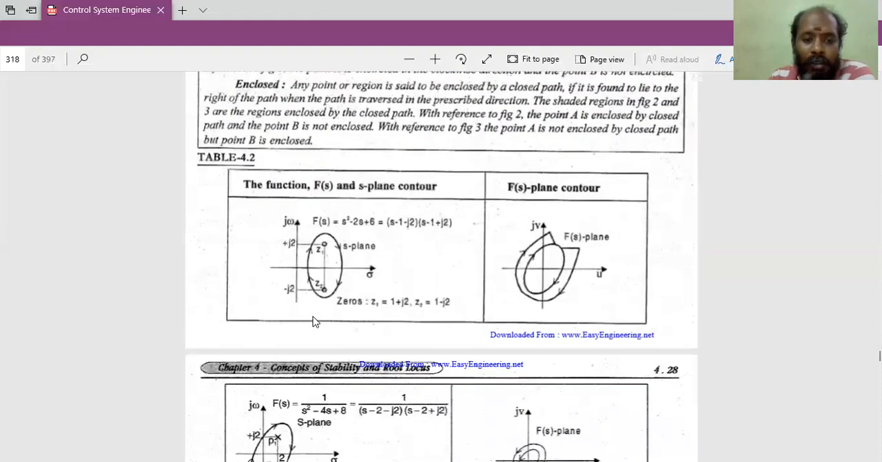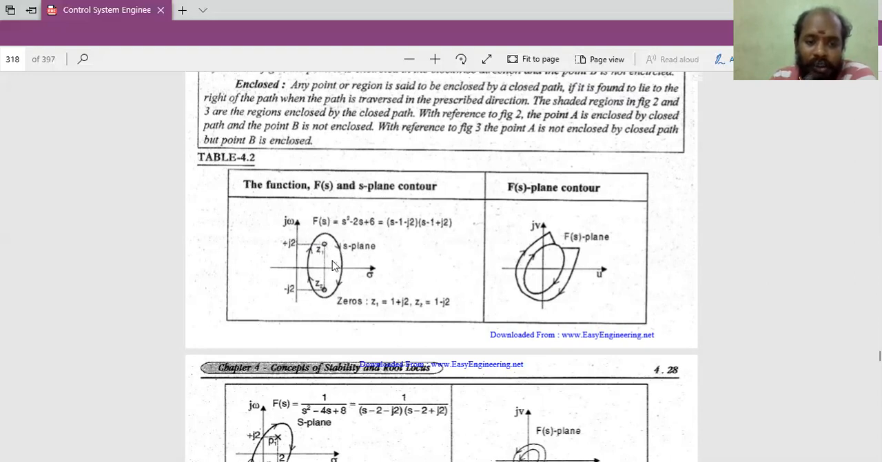Okay, right. Let us expand it. If you take a closed contour in the S plane, let us say this is the S plane and this is the F of S plane. You can see it here. They are now converging into the definition of Nyquist. So closely watch. Let us say we have two zeros, Z1 and Z2, which are enclosed by this closed path, enclosed in the S plane.